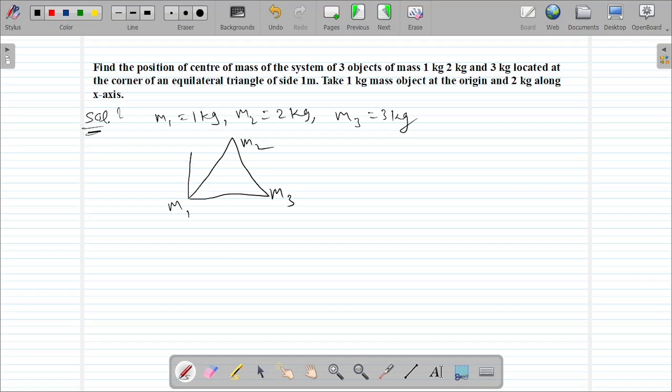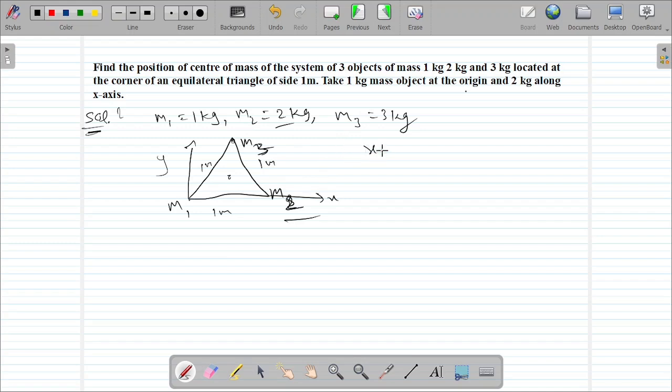So from here it is the y axis, and this side is along the x axis. Each side is 1 meter. As it is a triangle, where will the center of mass lie? Take the 1 kg mass object at the origin and the 2 kg along the x axis. That means this is m2, this is m3. The 2 kg is along the x axis, and the remaining one will be the other particle. Now I want to find where the center of mass is going to lie.